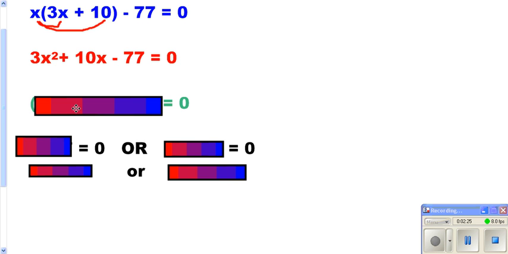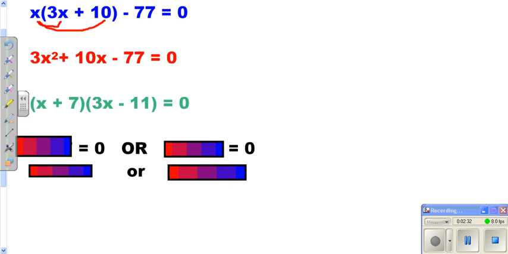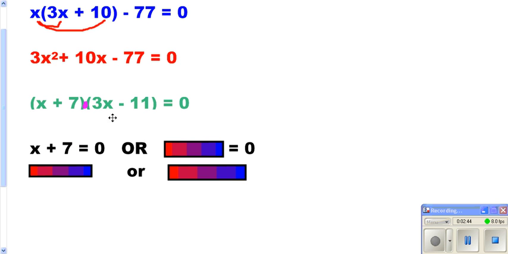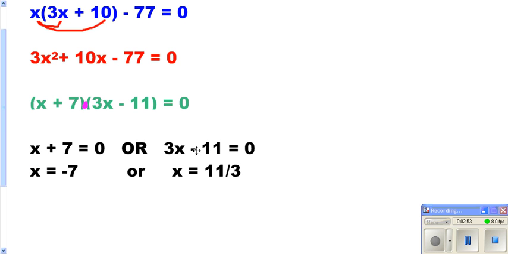Now all we're going to do is factor the left-hand side. We reviewed factoring in previous lessons, so we're not going to spend the time doing that in this one. So you now have two things multiplied together to give you 0. Once again, what we said before, when you have two things multiplied together to give you 0, either the first thing has to be 0, or the second thing has to be 0. And then all you have to do is just solve each one of these. And you get x to be negative 7, or when you add 11, divide by 3, you get the second answer to be 11/3.